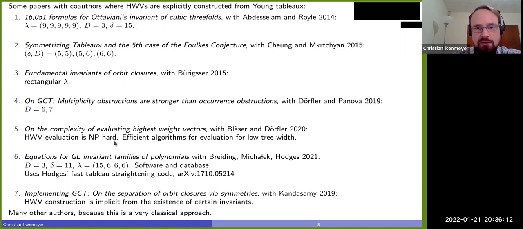It's NP-hard. There are some efficient algorithms for low tree width, for example, and things like that. Those are just papers of mine, but there are many other authors that use very similar approaches, because this is extremely classical. I did not invent this; this is completely classical, using these tableau techniques.